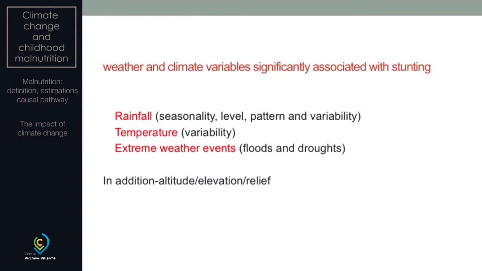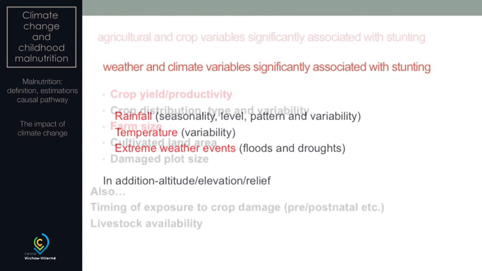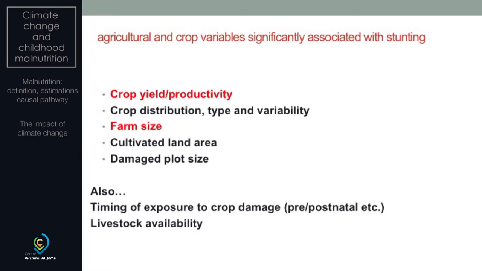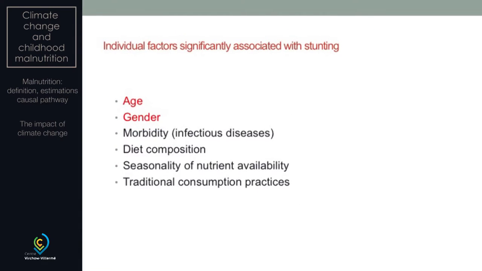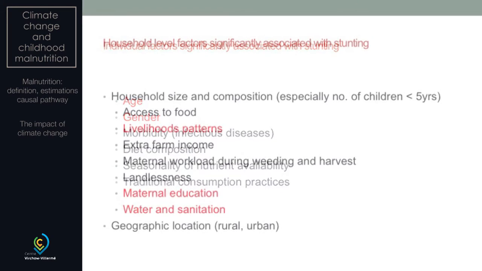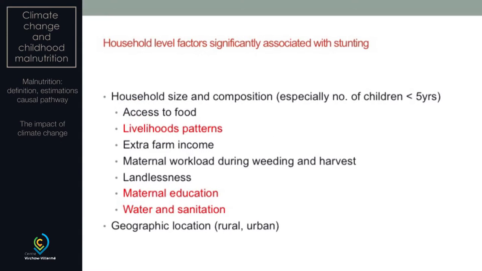To our surprise, we only found 15 studies which were testing the association between climate or weather variability and childhood stunting. And these studies were basically conducted in 16 countries, and data ranged from about 1970 to 2008. Now, almost 80% of these studies did find a significant but a variable link between weather variables and childhood stunting. Apart from this, of course, the agricultural and crop variables were found to be significantly associated in almost a third of the studies. And individual factors such as age and gender were found to be significantly associated in over 70% of these studies. Not just that, also the household factors were found to be significantly associated in almost half of the studies that were included in the systematic literature review.